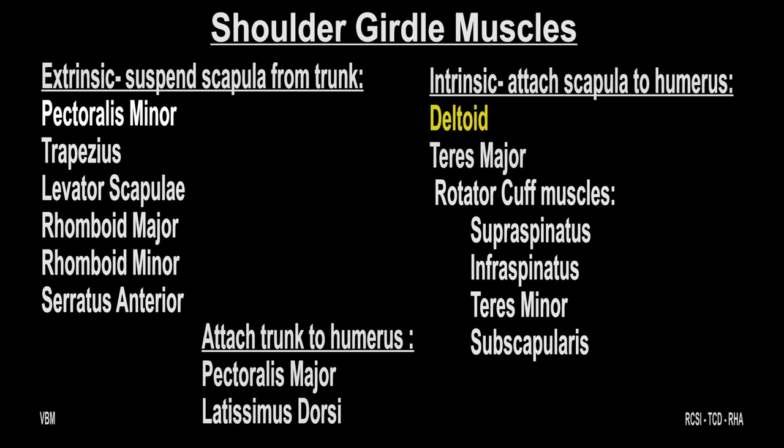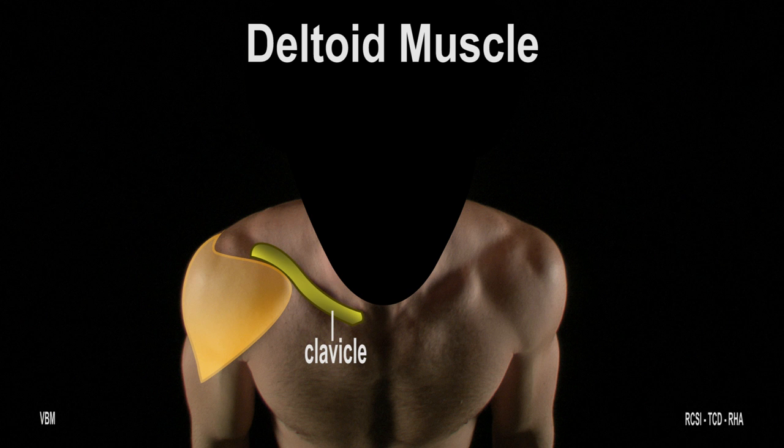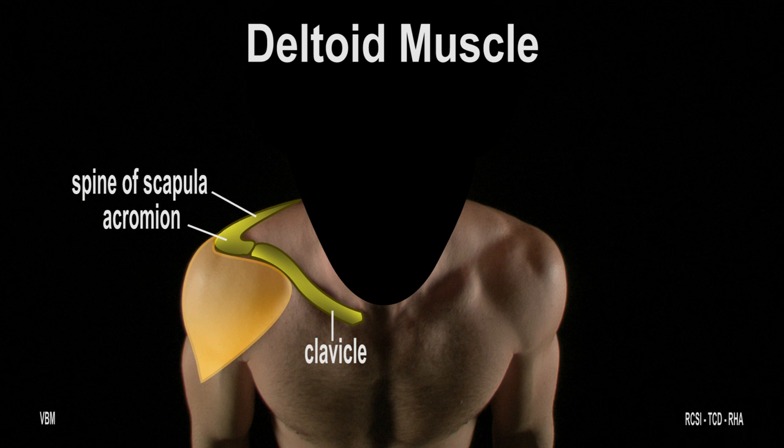Deltoid muscle. The deltoid muscle attaches the scapula to the humerus. The deltoid muscle is large and triangular in shape. Its base arises medially from the lateral third of the clavicle, the acromion, and the spine of the scapula. It forms the smooth contour of the shoulder joint.